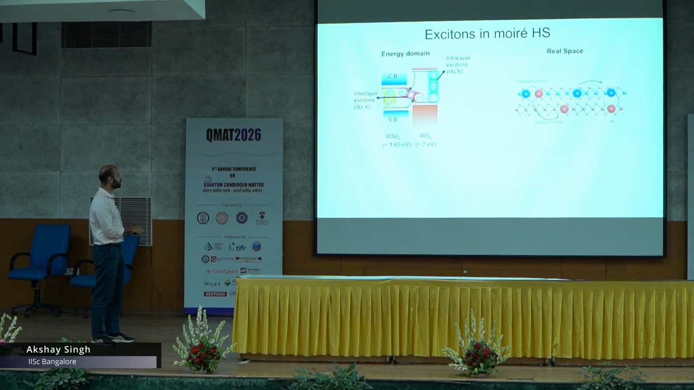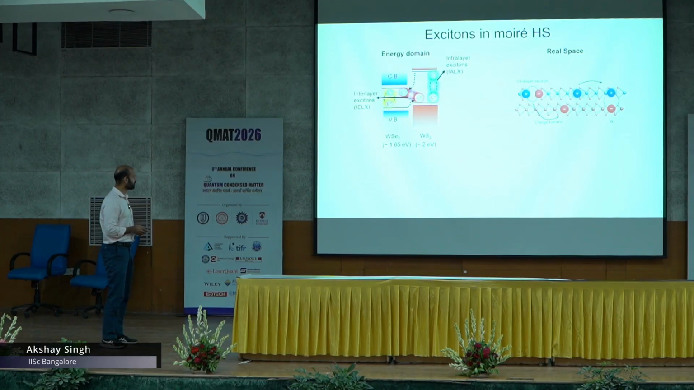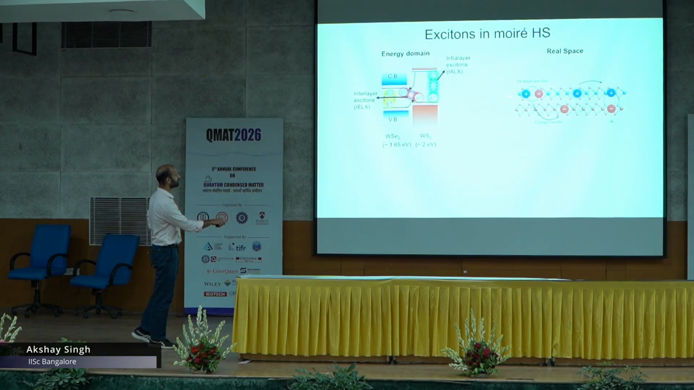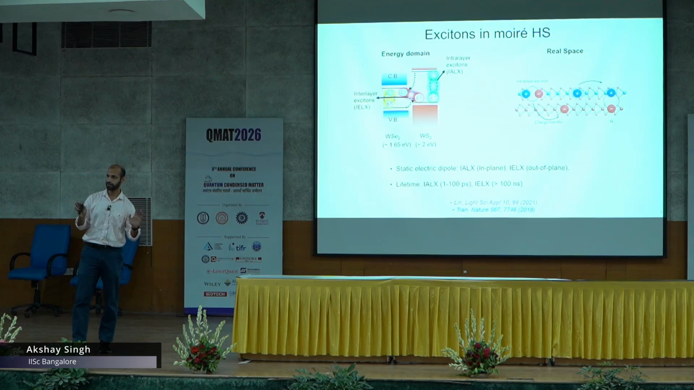WS2 has a 2 eV optical gap, and WSe2 has a 1.65 eV optical gap. The actual electronic band gap is about 300 meV above these energy scales. So what you can already see is the rich physics in the system by just this simple picture, right? Because these intralayer excitons are confined in plane, whereas the interlayer excitons are between two planes, their physical properties are completely different, right? So you have this static electric dipole of the IALX, which is in plane, and for the IELX, it's out of plane.